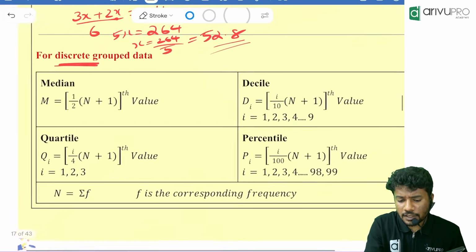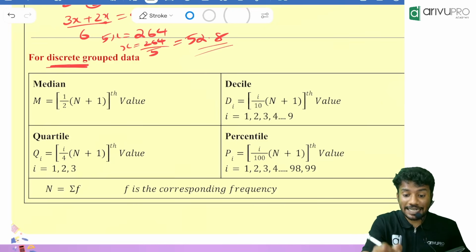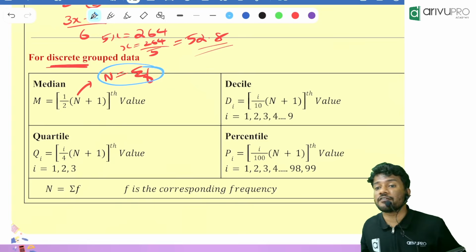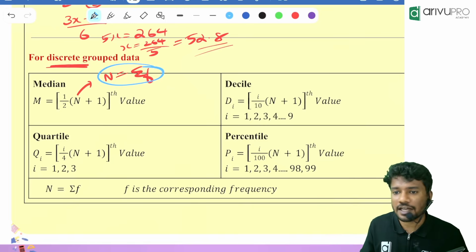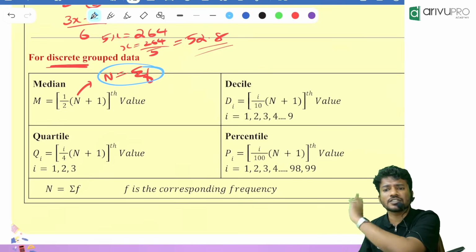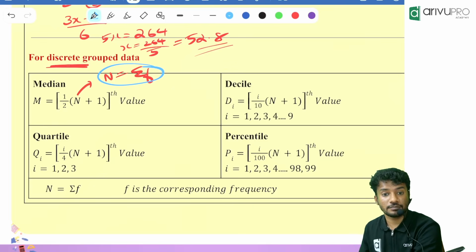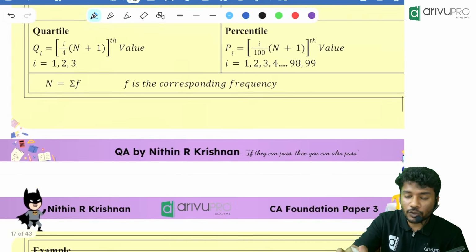In discrete group data, the formula looks the same. Is the formula changing? It is the same, but what is changing? Here n is nothing but sigma f, the sum of all the frequencies. That way the formula changes. Other than that, the formula is the same as whatever we have studied till now. It is not going to change. Use the same formula and you will get the answer. But the approach is different. I'll show you the approach first.